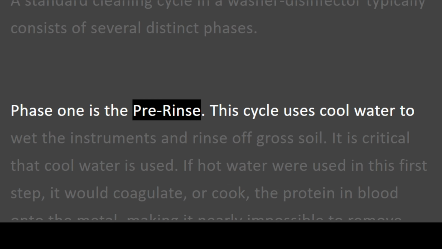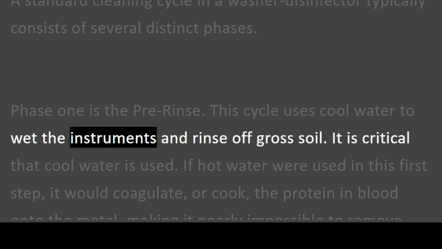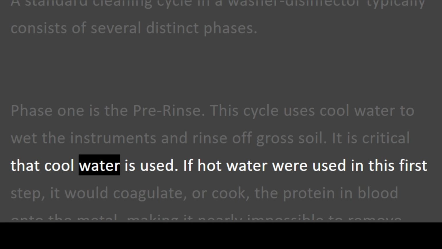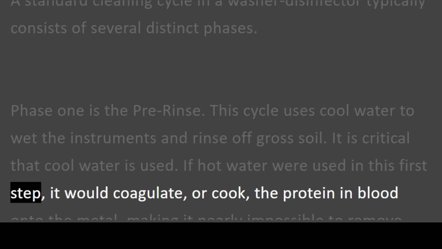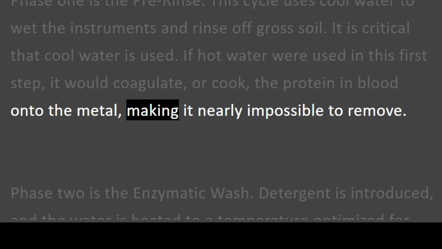Phase 1 is the pre-rinse. This cycle uses cool water to wet the instruments and rinse off gross soil. It is critical that cool water is used. If hot water were used in this first step, it would coagulate, or cook, the protein in blood onto the metal, making it nearly impossible to remove.